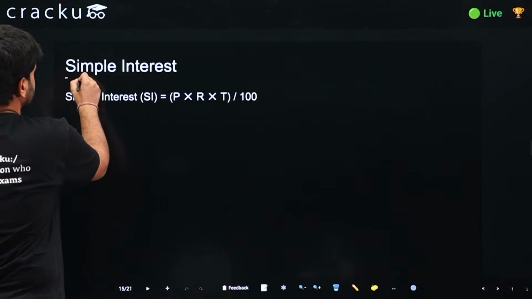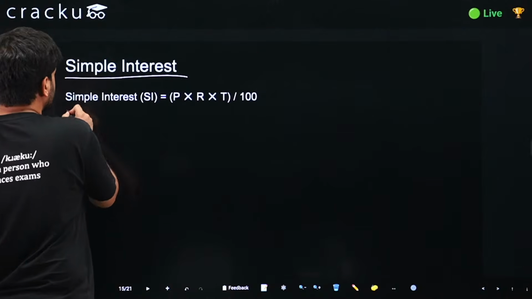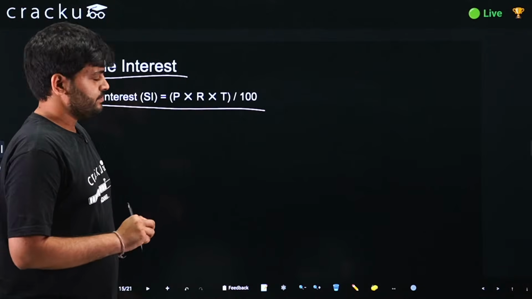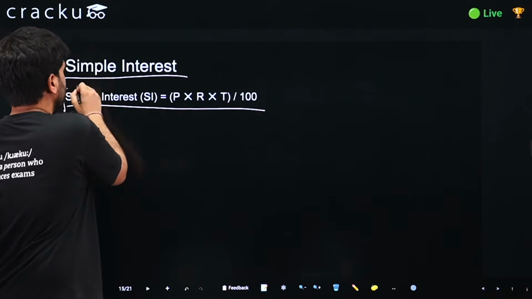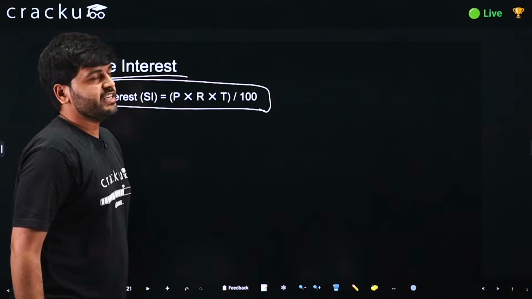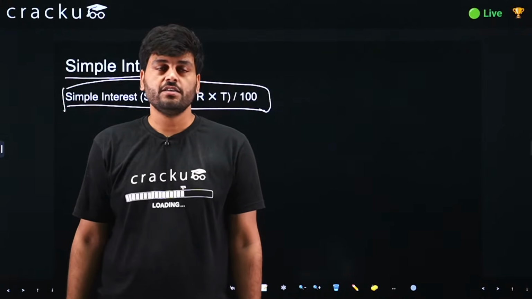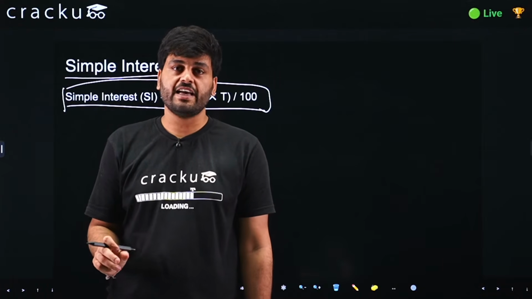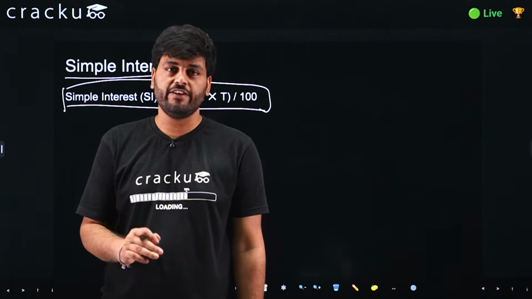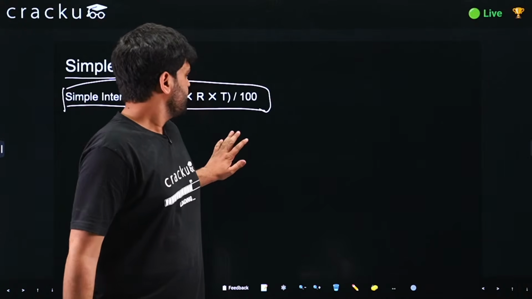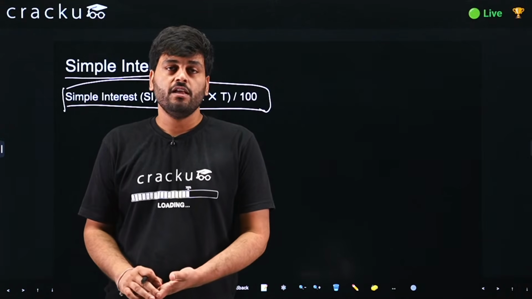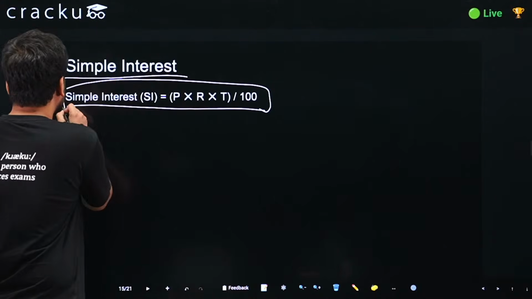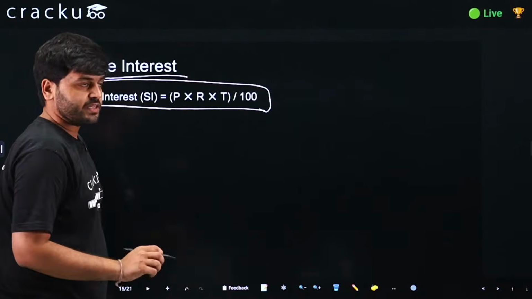So simple interest. The simple interest formula is written here. Simple interest is basically P into R into T by 100. But basically what it means is that on a certain principal, you have to give simple interest every year or every 6 months or every quarter, which is agreed upon in the agreement. But you have to give that interest, and simple interest is fixed for each term.